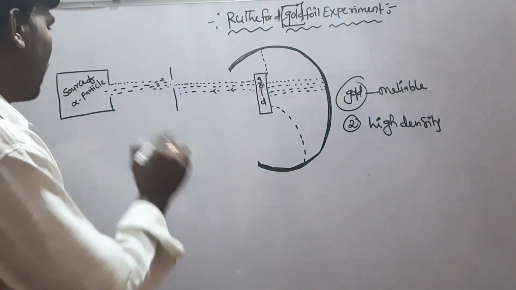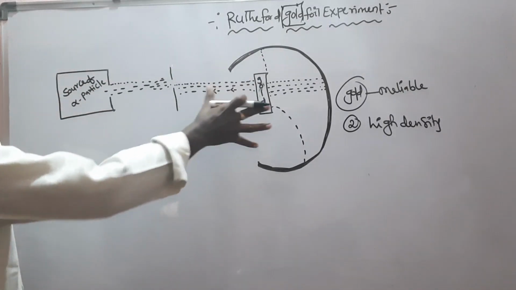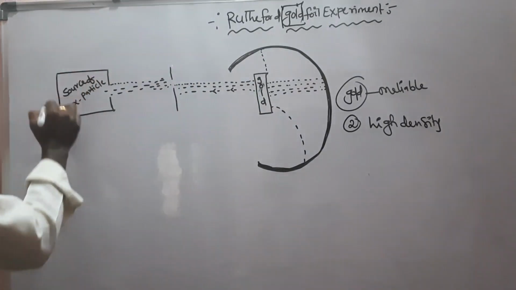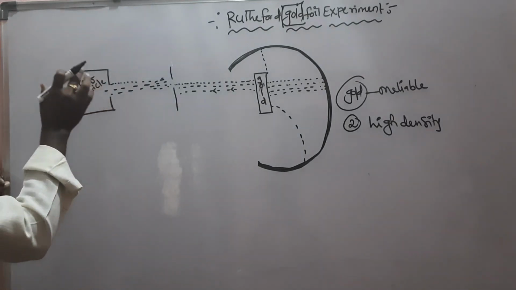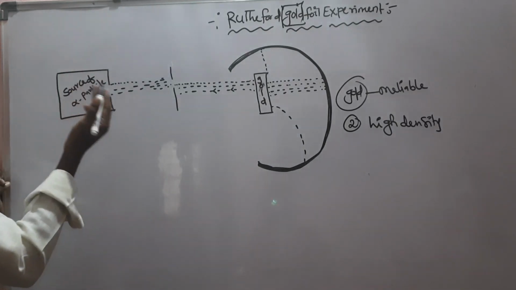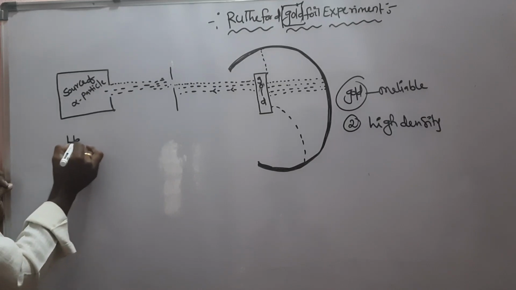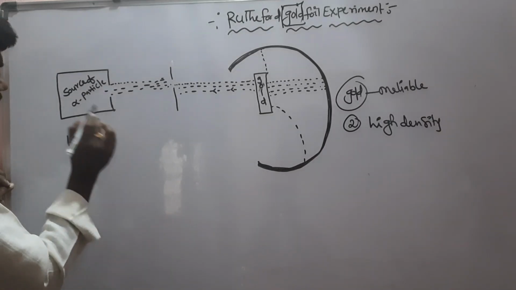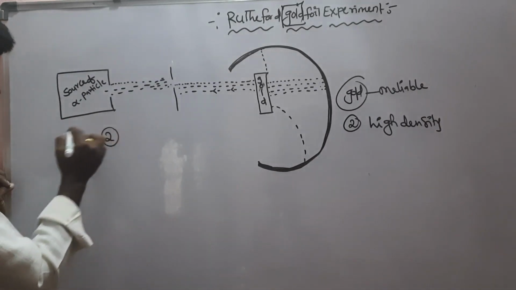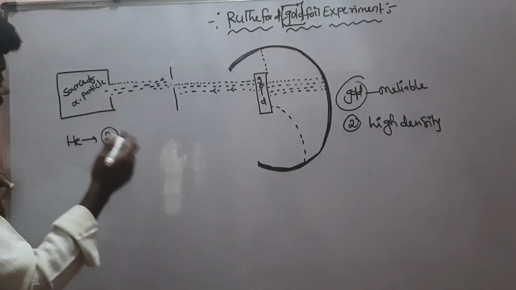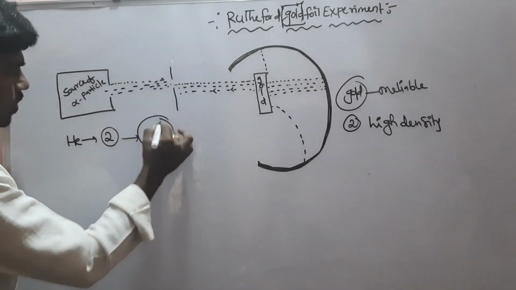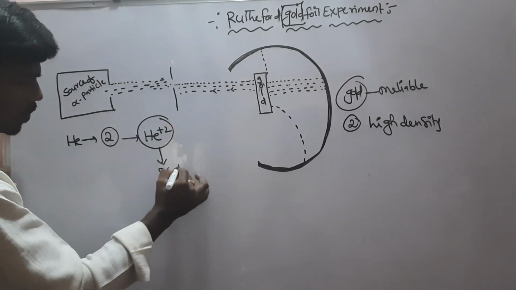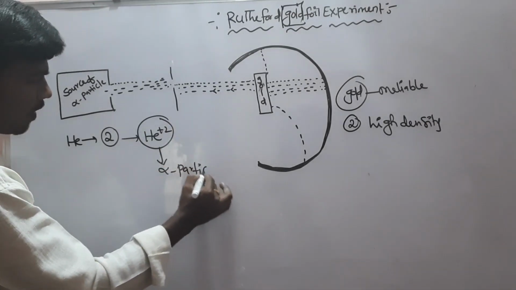Now I am going to explain the setup of the experiment first. Here they are using an alpha particle source. When you see this title, you will get what an alpha particle is. Helium atomic number is 2. When helium loses its 2 electrons, it forms He2+. He2+ is called an alpha particle.